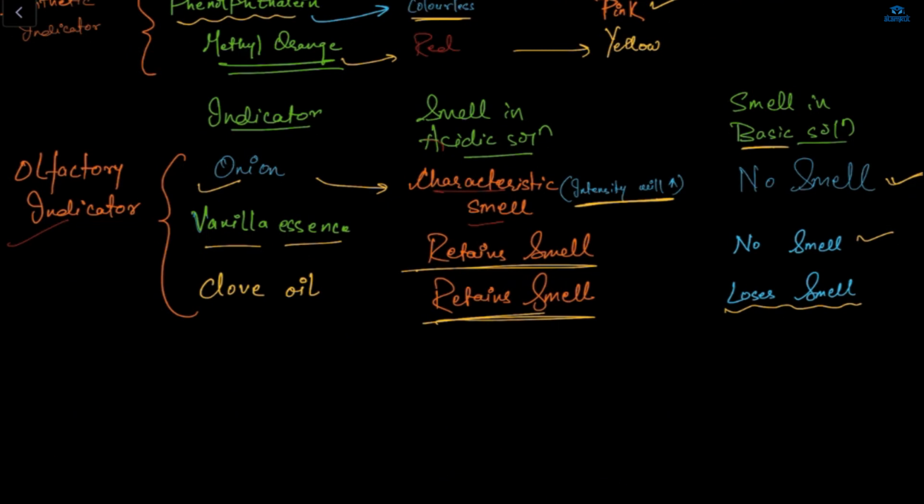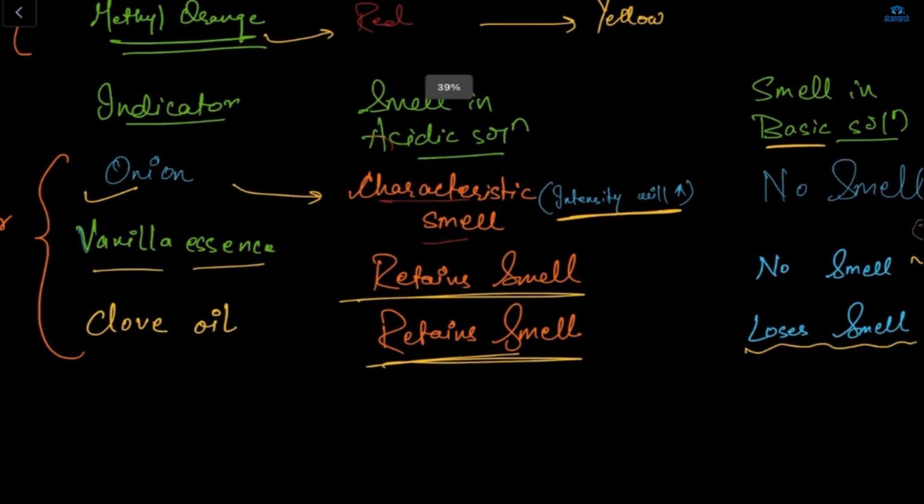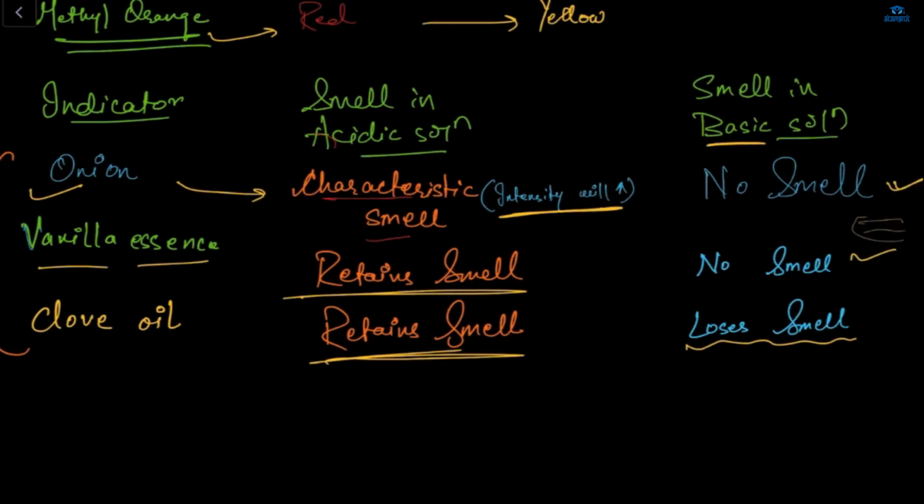What about vanilla essence? The smell will be as it is if you are mixing it with an acid. Vanilla essence is acidic, so if you mix it with an acidic solution, it retains its smell. Means the smell will be the same; the intensity won't be higher or lower. But if you mix it with a basic one, there won't be any smell. Clove oil again retains its smell if we mix it with an acidic one, but with a basic one, it loses it.